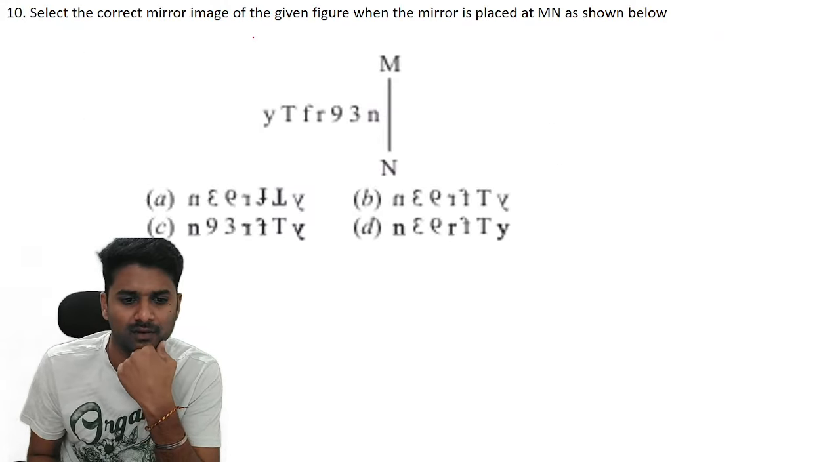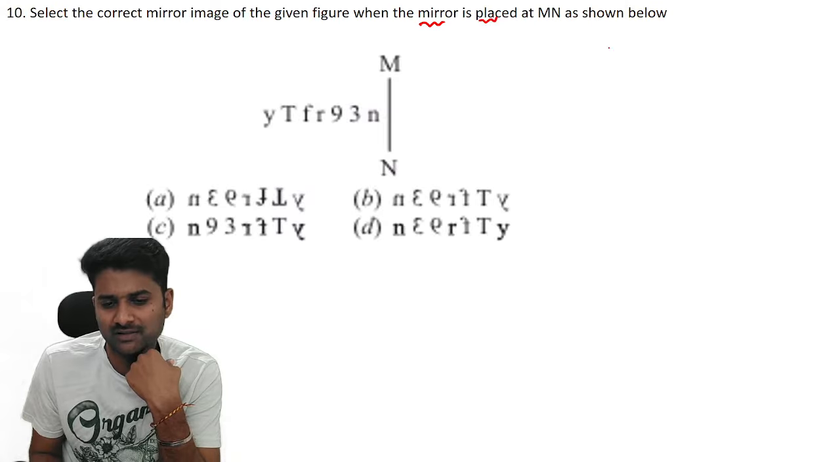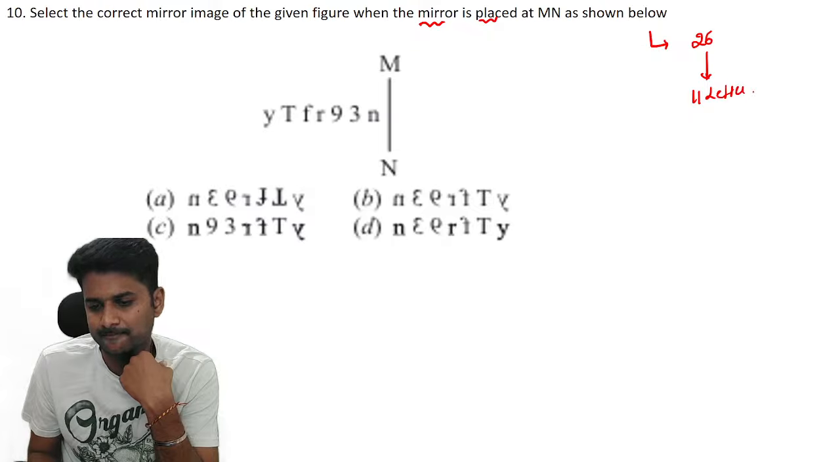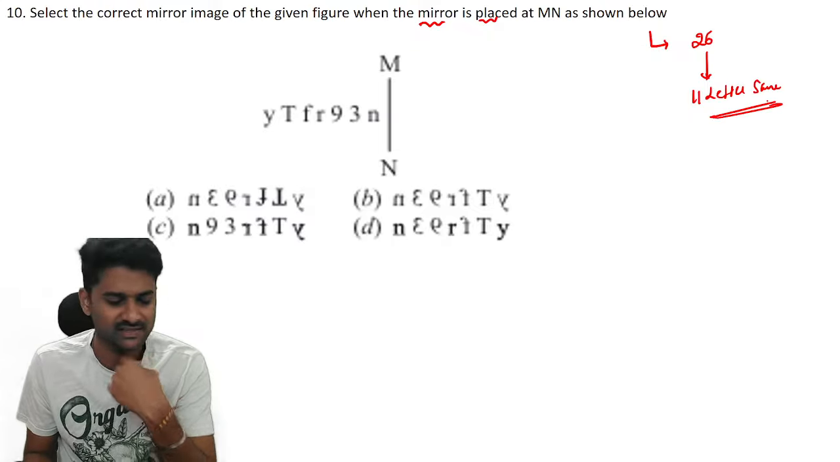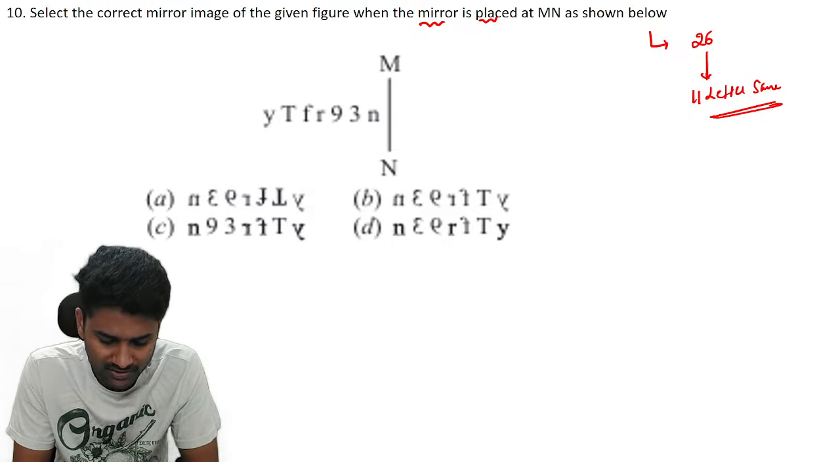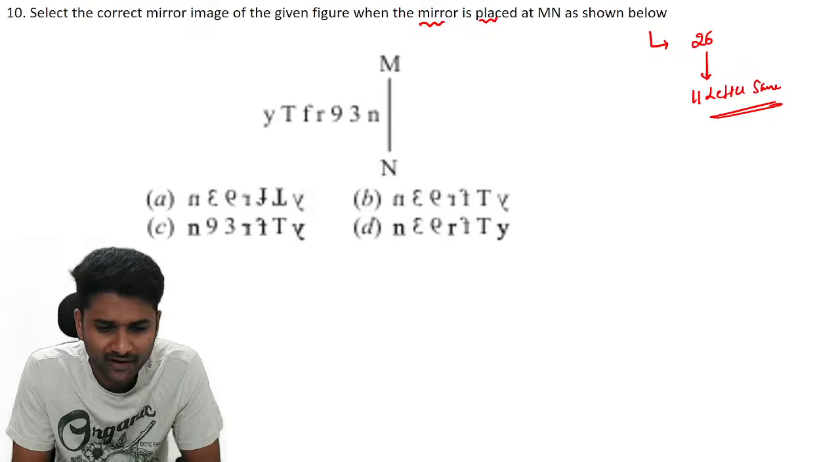Next. Again, it's all about the mirror image. Remember that any mirror image, out of 26 letters, 11 letters are same in the mirror. Now go through this concept. So just go through this question. Out of 26 letters, 11 letters are similar. And you can find YTFR93N, how it will be reflected in the mirror.